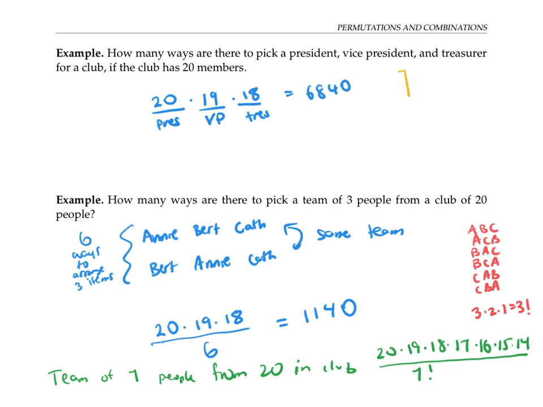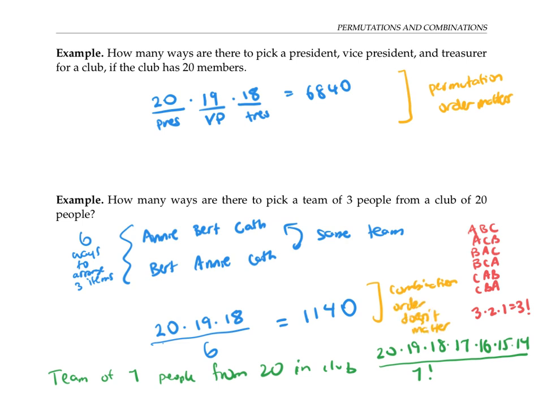The first example is an example of a permutation. A permutation is a way of counting things where order matters. The second example is an example of a combination. A combination is a way of counting things, like people on a team, where order doesn't matter.